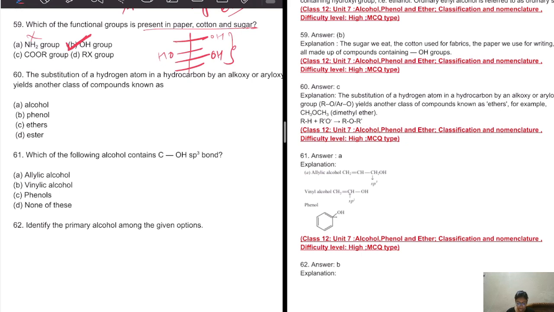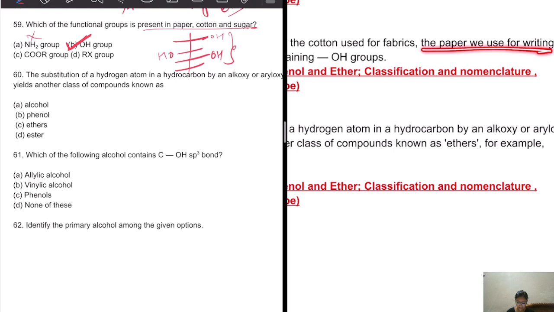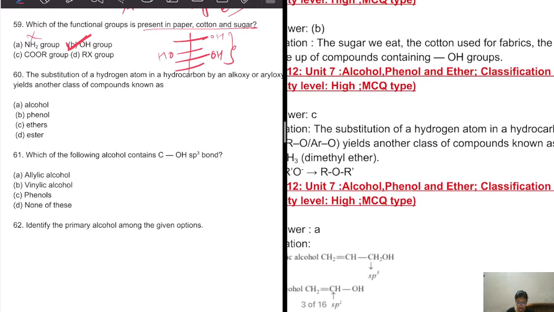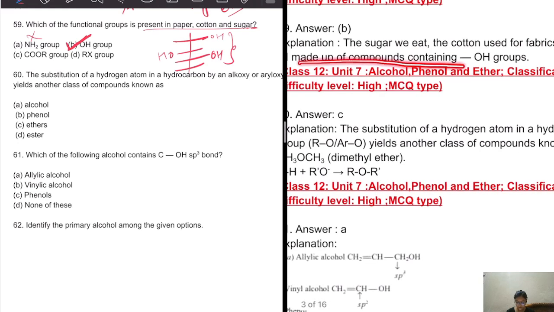So the sugar we eat, the cotton used for fabrics, and the paper we use for writing are made up of compounds containing OH group, such as cellulose. So these are all the polymers of sugar. So OH will be there.